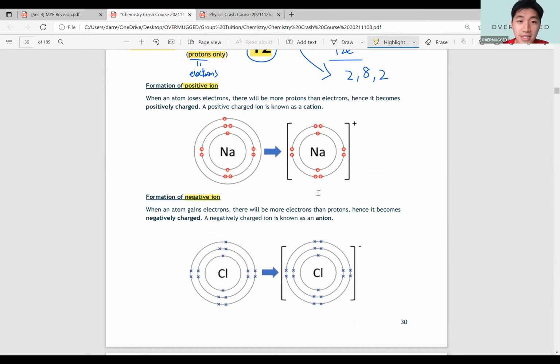Now, for positive ion, it's called a cation. For negative ion, it's called an anion. Then you'll be like, they're hard, how to memorize this, okay? Simple. You look at the way cation is spelled. And I also want you to look at the way anion is spelled. Do you see the last part is just "ion"? Correct? So it's the same, okay?